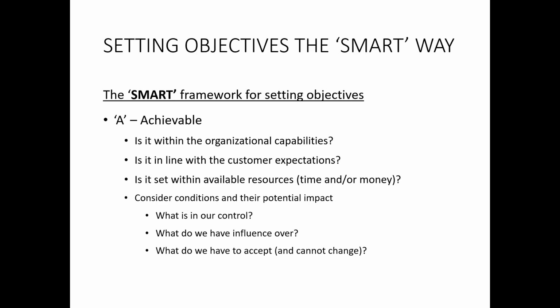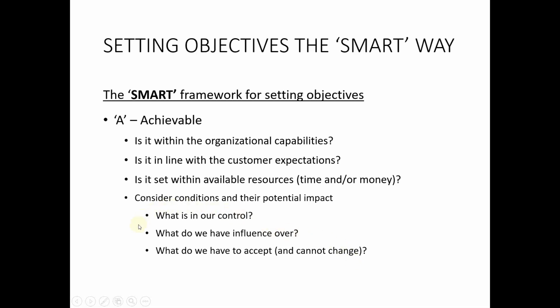Now, certain conditions have to be considered along with their impact on deciding whether the objective is achievable or not. So these three types of questions can give you a correct idea of whether the objective is achievable or not. Answers to these questions will give you an idea. Questions are: what is in our control? What all things are there in our control, or things which we are able to control? What do we have influence over, and what do we have to accept and cannot change?